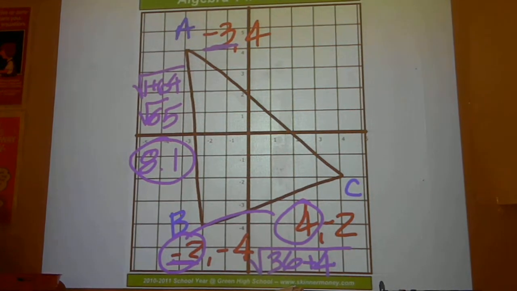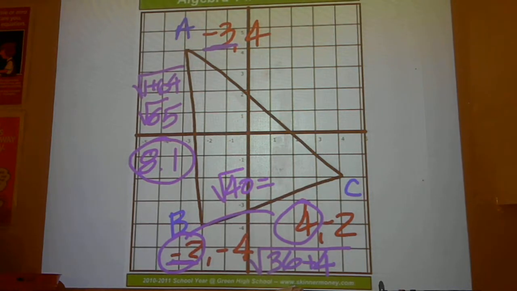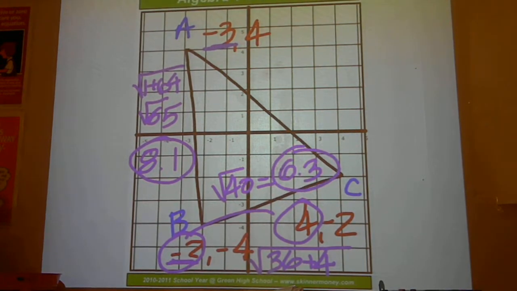Square root of 36 plus 4, that is the square root of 40. And on your calculator, the square root of 40 should be 6.3. So there is the second distance.